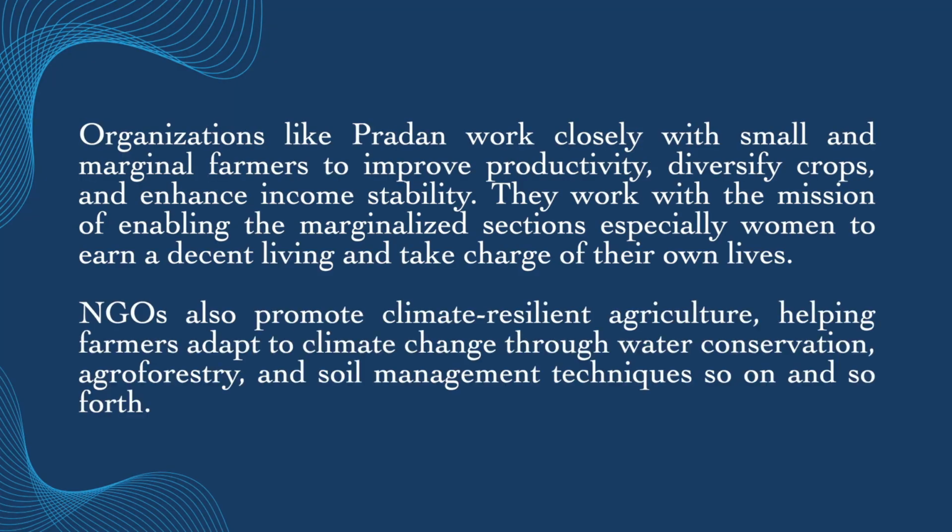Organizations like Pradhan work closely with small and marginal farmers to improve productivity, diversify crops, and enhance income stability. They work with the mission of enabling the marginalized sections, especially women, to earn a decent living and take charge of their own lives. And there are also some NGOs who promote climate resilient agriculture by helping farmers adapt to climate change through processes like water conservation, agroforestry, and soil management techniques, and so on and so forth.